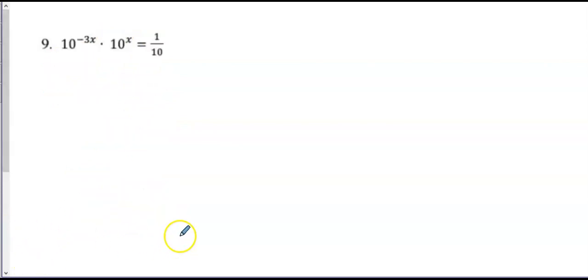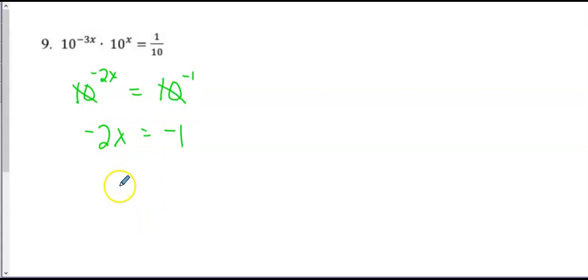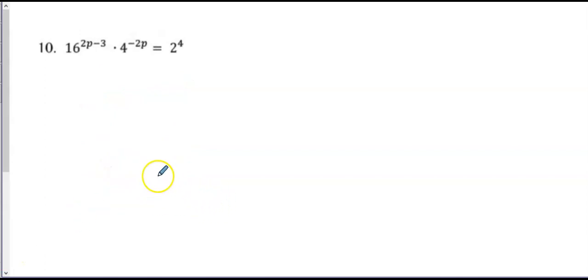All right, and I think, let's see, I have 2 more in this section that we're going to look at. Logarithms. I recognize 1/10 as 10 to the negative 1st power, and I can combine these 2 exponents. It's going to be negative 2x equals 10 to the negative 1. Cross them out. And the last one is number 10.